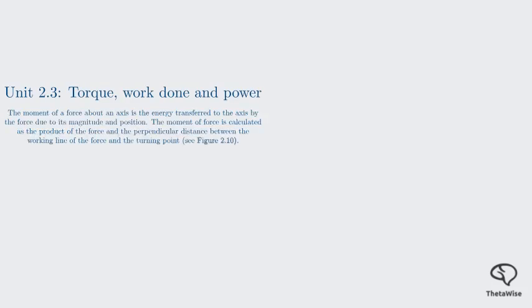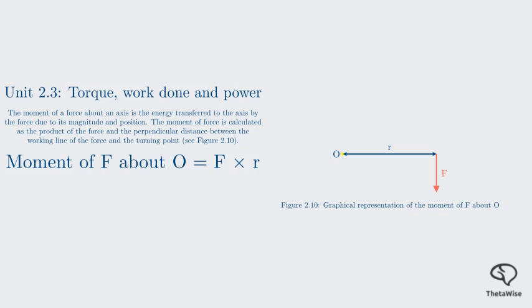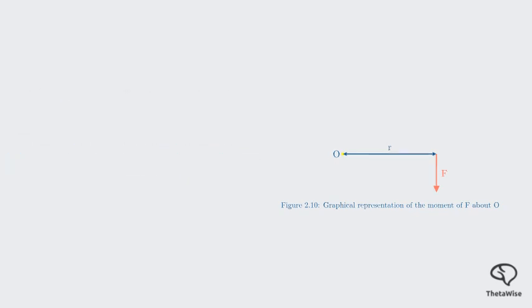The moment of a force, or torque, is the energy transferred to an axis by a force. It's calculated by multiplying the force's magnitude and its perpendicular distance from the turning point. So we can write the moment of F about point O as F times R. Let's define some key terms.